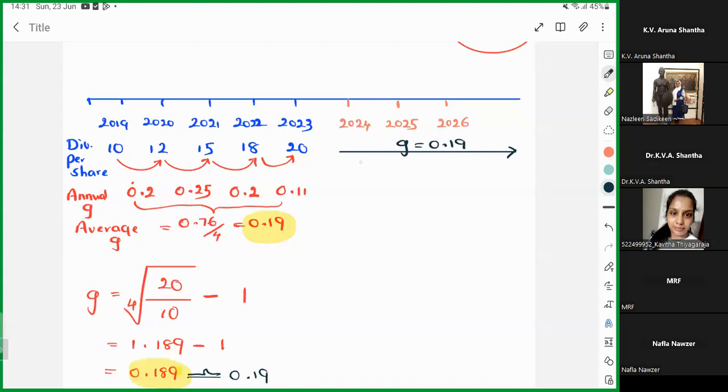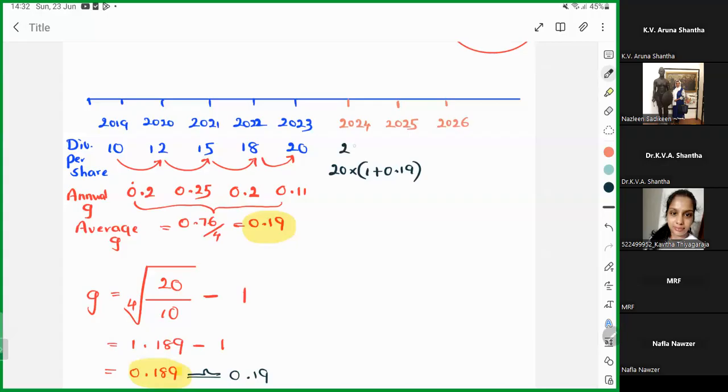Now you can calculate the future dividend applying the 19% rate. How much is next year's dividend? How much is the 2024 dividend? Now the dividend increases at 19%. Last year's dividend was 20, so this increases by 19%. Then 20 multiplied by 1 plus the growth rate. So how much is next year's dividend? Last year's dividend was 20, and that increases by 19%. Next year's dividend, how much?